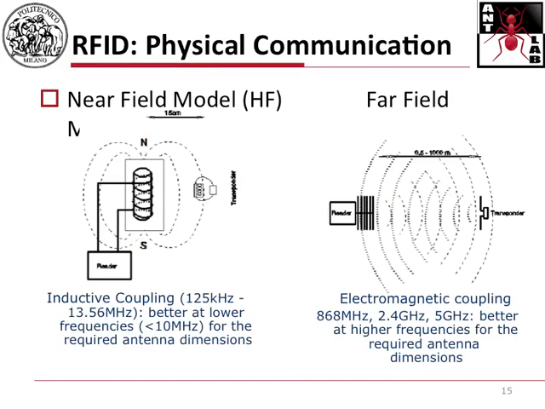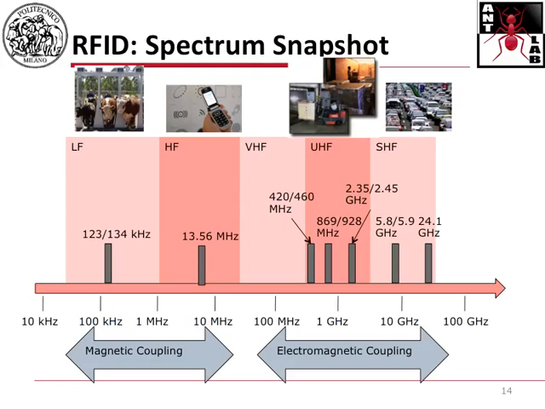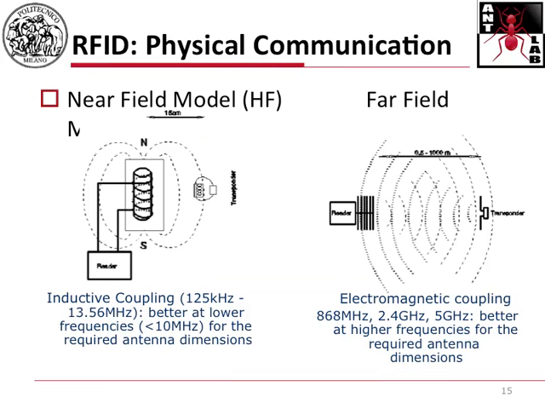Okay, so let's talk about these two models for scavenging energy. We have mentioned two coupling models, so two ways to scavenge energy. The first one is magnetic coupling, which is also known as near-field coupling. And the other one is electromagnetic coupling, which is also known as far-field coupling. So let's start from near-field coupling or magnetic coupling.